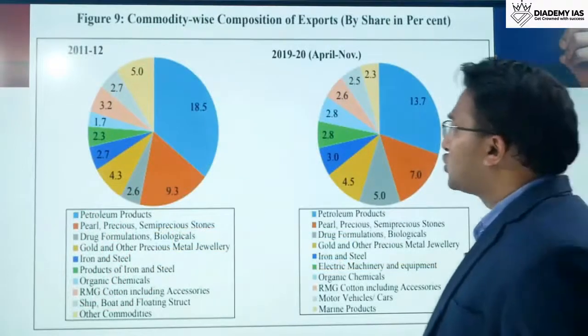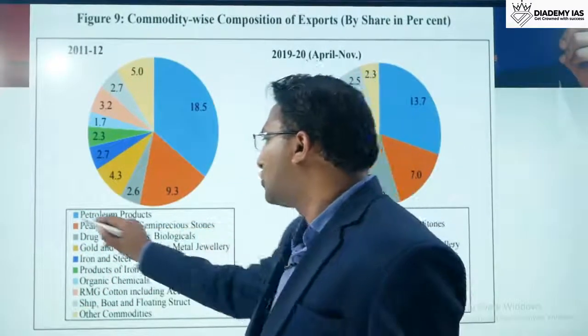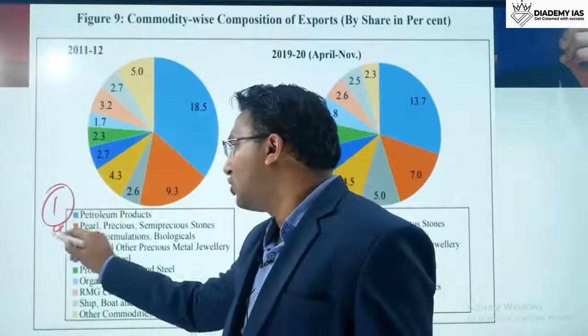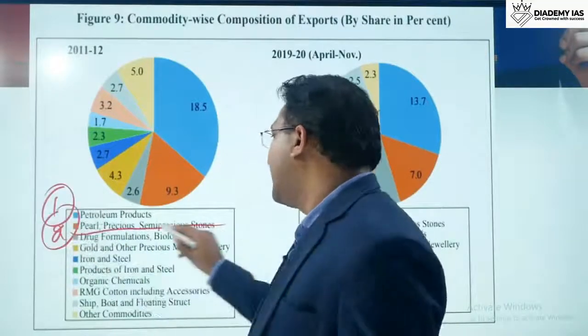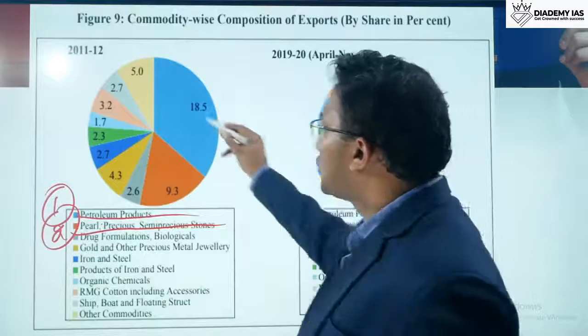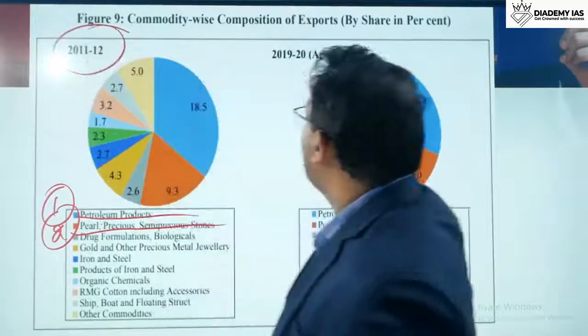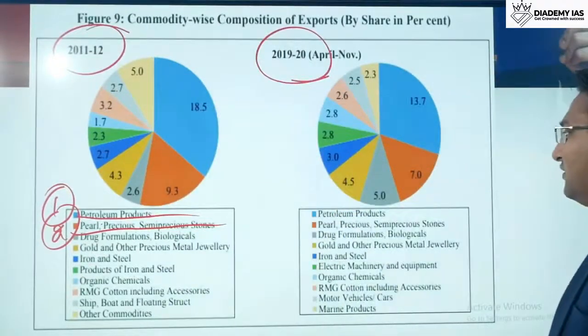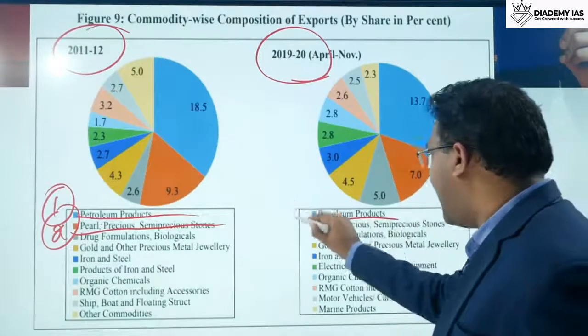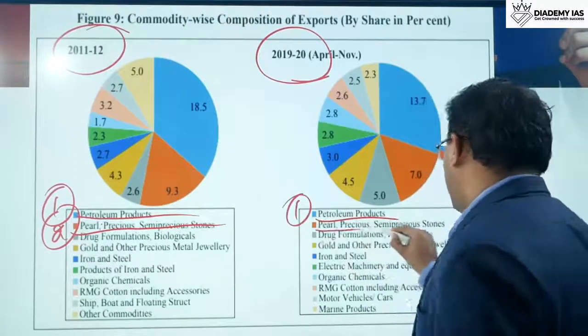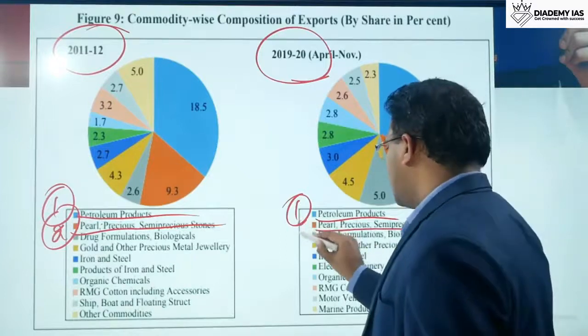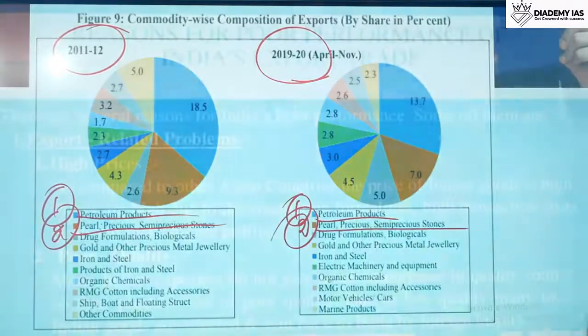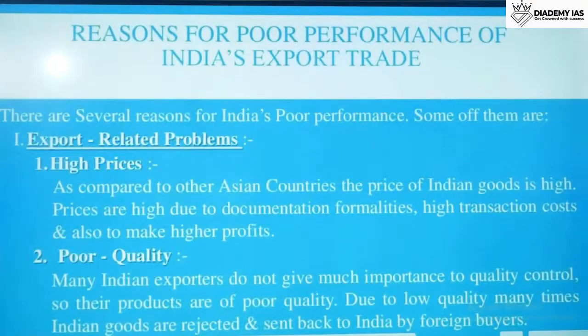Commodity-wise composition of export. So, highest export belongs to the petroleum products. Second highest belongs to the pearl, precious stone and semi-precious stones. So, this is true both for the 2011-12 and 2019-20. In both the cases, petroleum products is the highest export and pearl, precious stone and semi-precious stone is the second highest item.